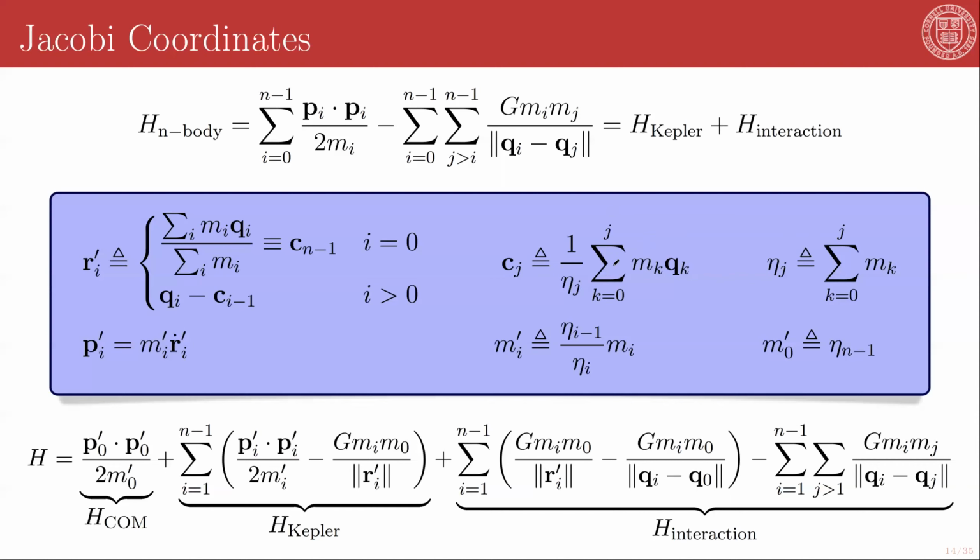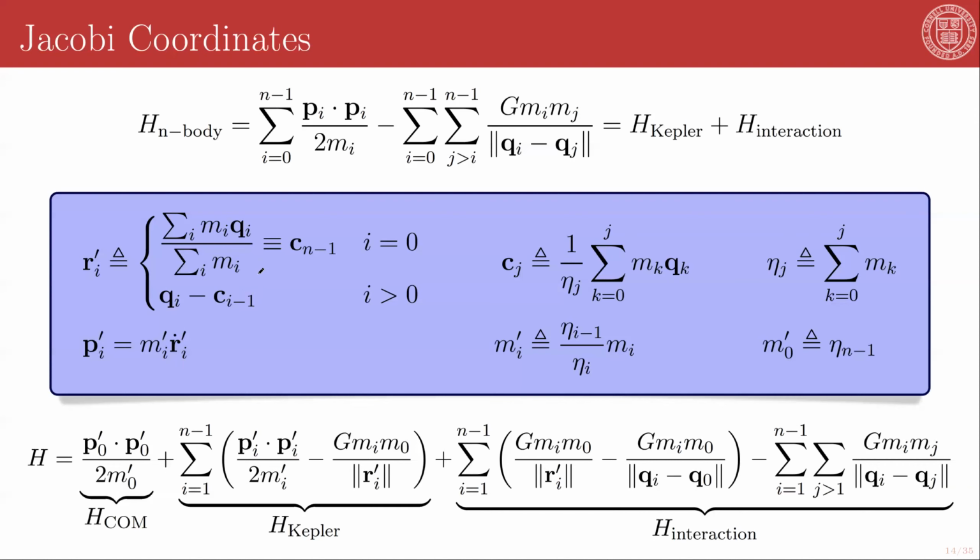The subsequent coordinates in our modified coordinate set r prime are going to be the positions of each subsequent body. So r prime i is the position of body i with respect to the center of mass of all of the bodies with lower indices.